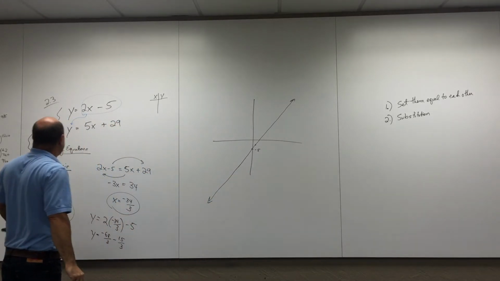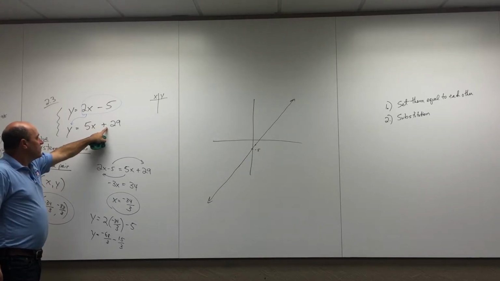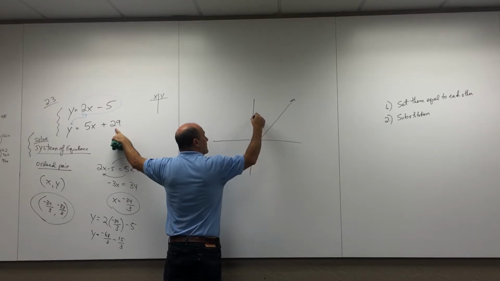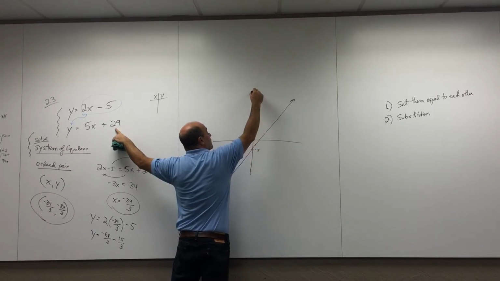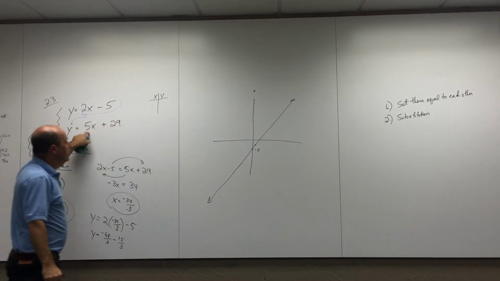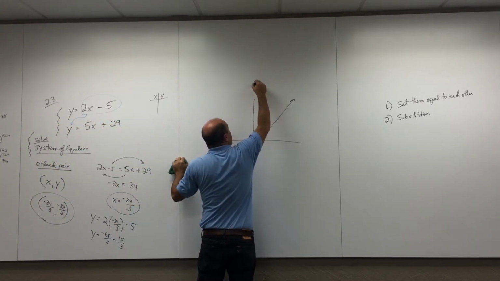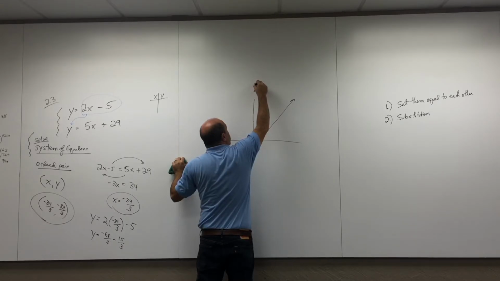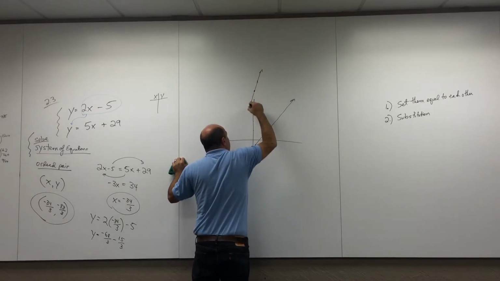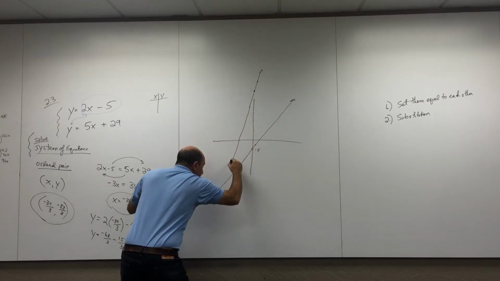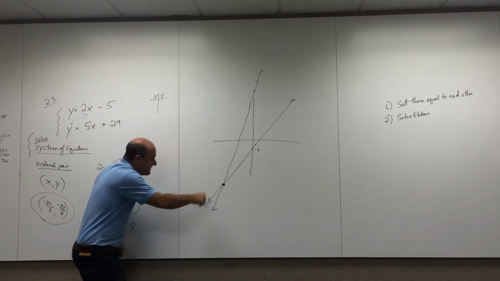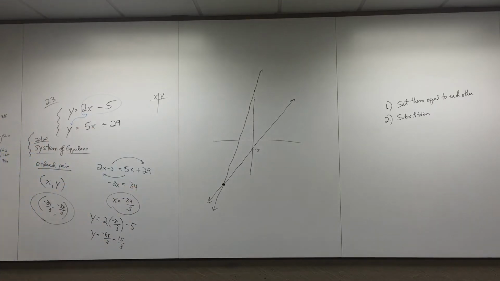What about this other line? It's got a y-intercept of 29. If that's a 5, this is a 5, 10, 15, 20, 25, 29. A y-intercept of 29 and a slope of 5. Oh boy, up 5 over 1. I drew this line. I don't know how good I did. I just got a little wobbly right there. But that's my point of intersection.